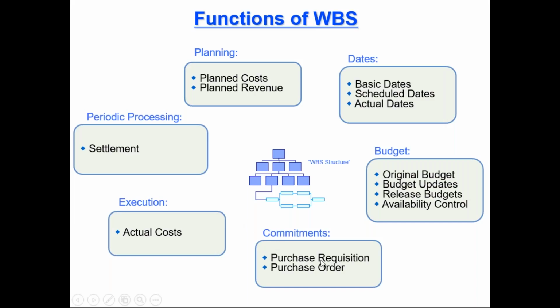Then purchase requisition, we can create a purchase requisition on WBS element, purchase order. So if you want to purchase anything from a vendor, any service, any material, we can create a purchase order. And whatever service or material I'm getting, I can have actual cost. And then we can settle it to a certain object.